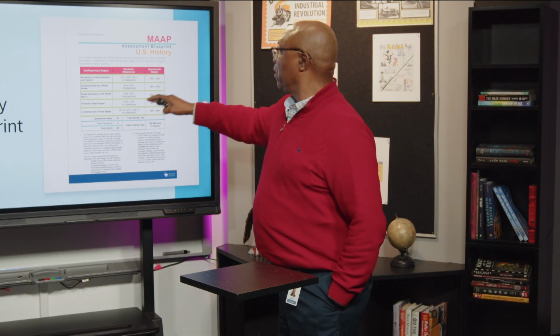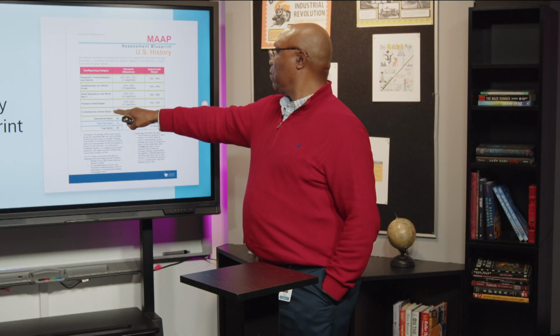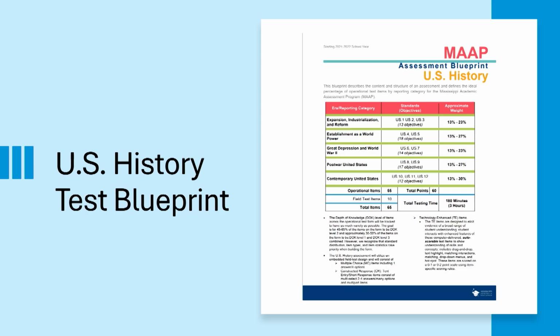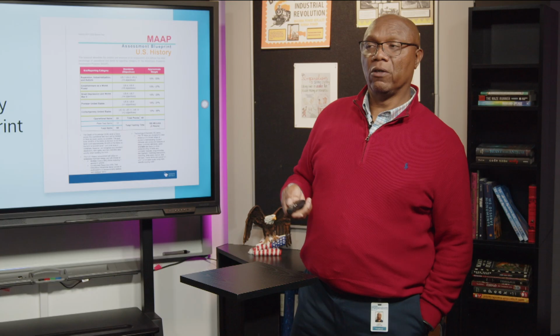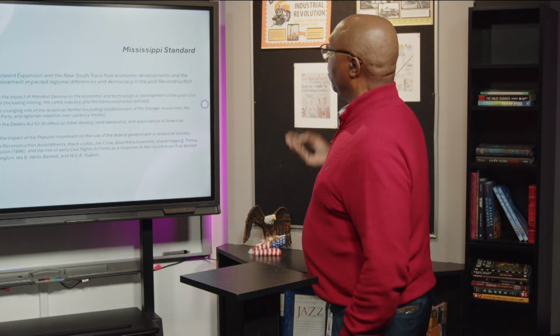When you look at it, the one that had the most weight was the contemporary United States, and it covers standards 10, 11, and 12, and those objectives. It has like 30% of the test. But you can't go back and not look at the establishment as a world power, in terms of imperialism, and then World War I also has a lot of weight. What we'll do is start by looking at this standard.